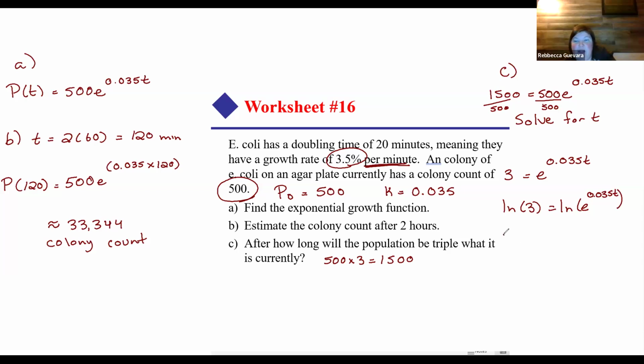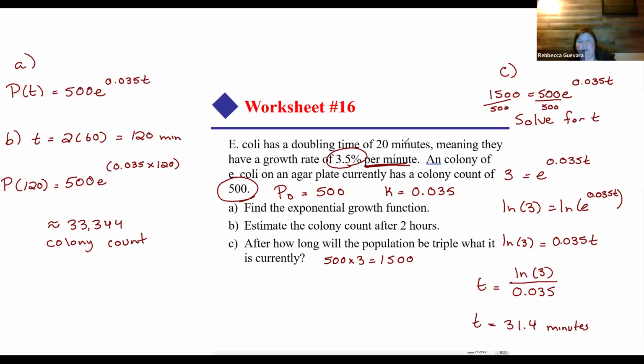And we're going to be left with natural log of 3 is equal to just 0.035 t. So my t, if I divide both sides by 0.035, is natural log of 3 divided by 0.035. It'll take a little over 30 minutes. I need to get the exact number here. So it's going to be natural log of 3 divided by 0.035. So it's going to take roughly 31.4 minutes for this population to triple.